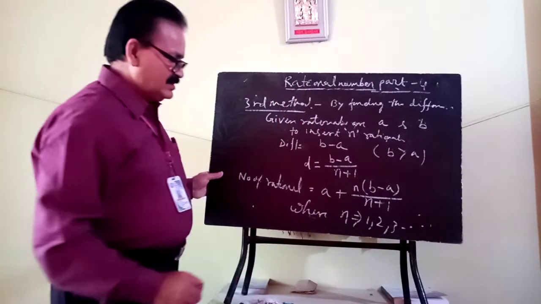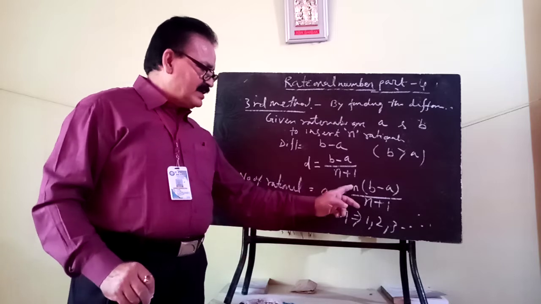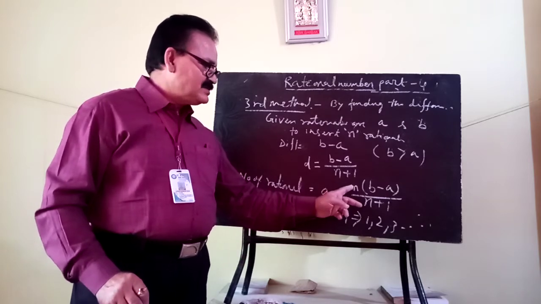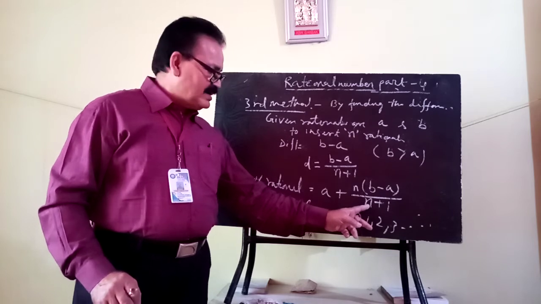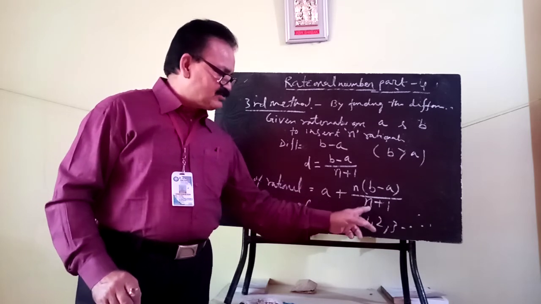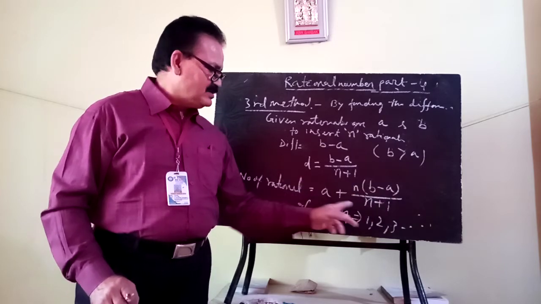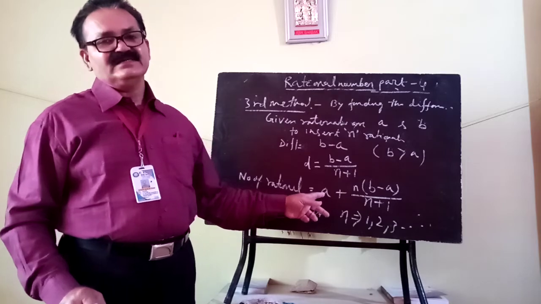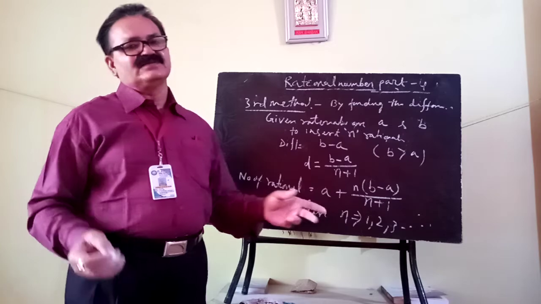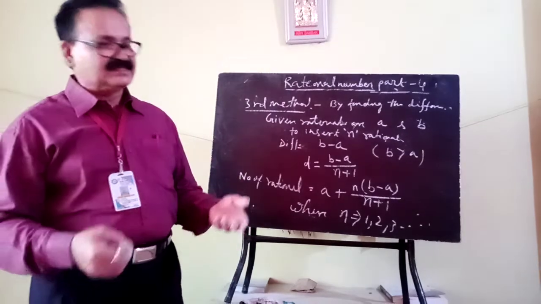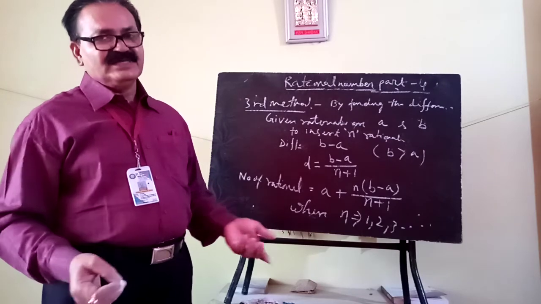So that means, suppose the first rational you want to insert. So n can be written as 1. 1 plus 1 is 2, so denominator is 2, and the difference is B minus A by 2. That is to be added with your A. Okay, that means half of the difference will be added with your A, then you will get the first rational to be inserted in between A and B.